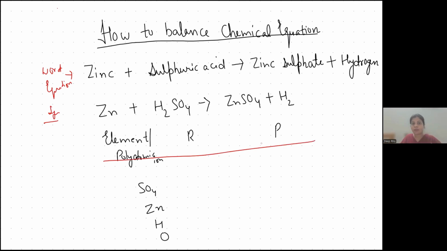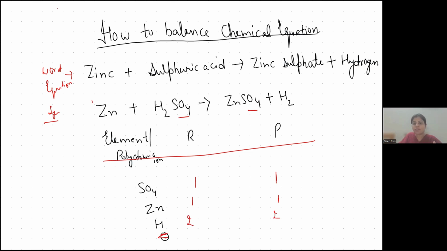First of all, we have to balance any polyatomic ion if present in both reactant as well as in the product. We have seen that SO4 is present in both reactant as well as in the product. Let's balance it first. On the reactant side, it is 1. Even in the product, it is 1. Zinc, then coming to the balancing of metals. Yes, here it is 1. Here it is 1. Hydrogen is 2. Hydrogen is 2. Oxygen is already balanced in the combined state in SO4. So this reaction is balanced.